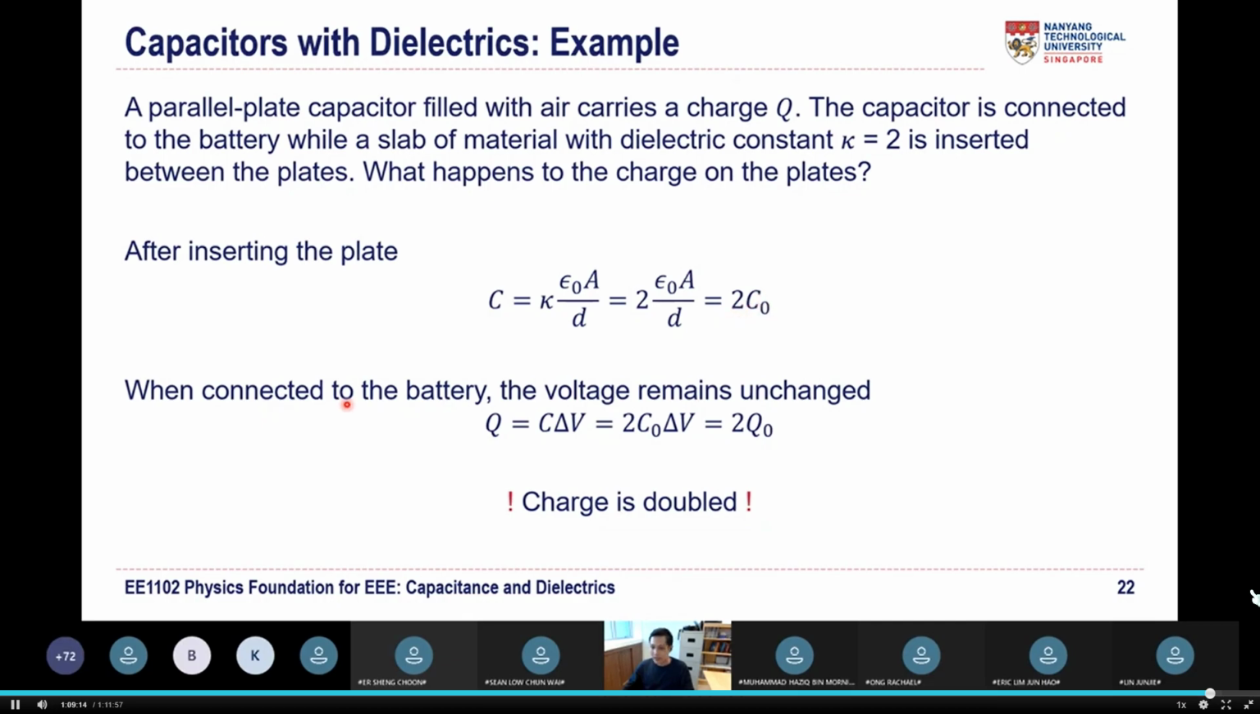And when you connect up the battery, the electric potential source, the source still remains the same voltage. And that actually means what? That means 2 times the amount of charge now gets stored in the capacitor with the dielectric constant kappa equal to 2 inserted into the space between the two plates. So the charge is now doubled.